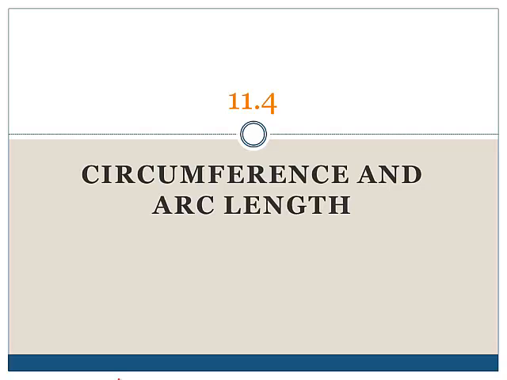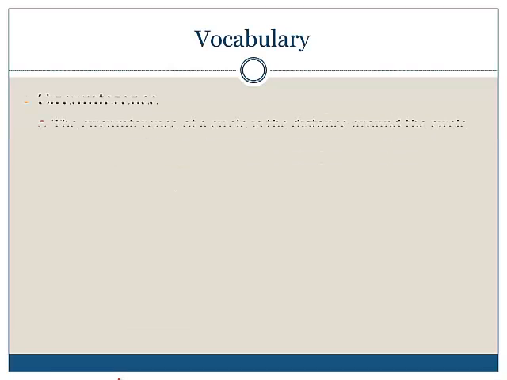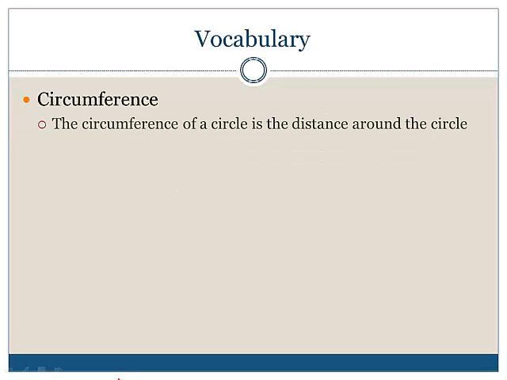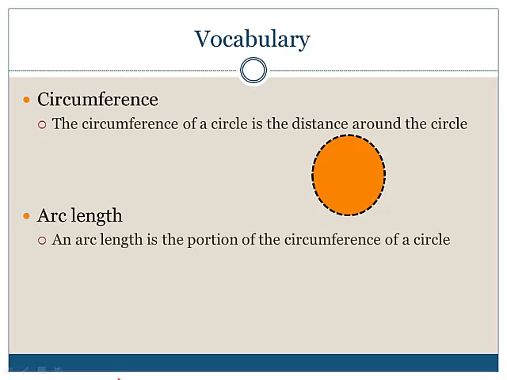Today we're working on 11.4, circumference and arc length. We're going to start with some vocabulary. The circumference of a circle is the distance around the circle. So if we look at our circle here, the black dotted line represents our circumference. And an arc length is a portion of the circumference of a circle. Down here at the bottom, we see our circle with a little bit of the circumference taken out, and that represents an arc length.